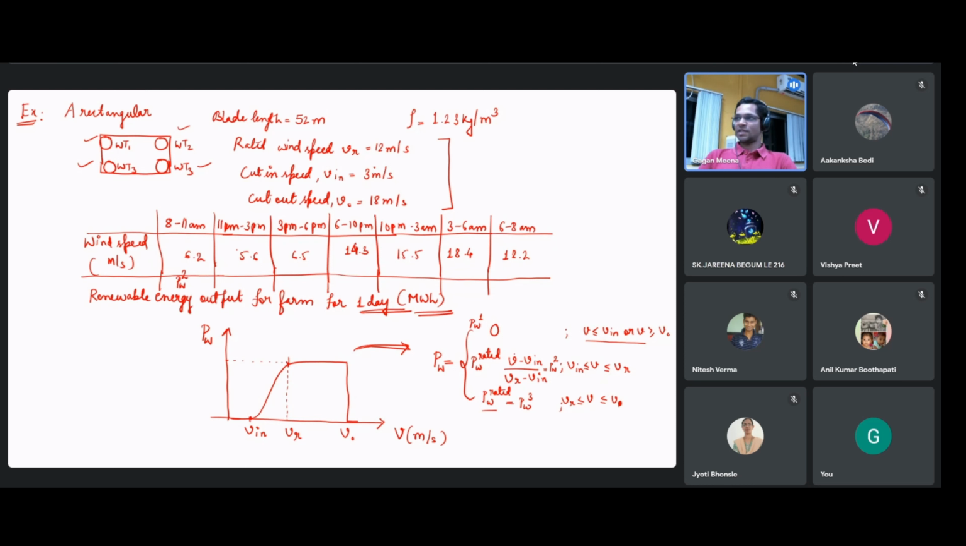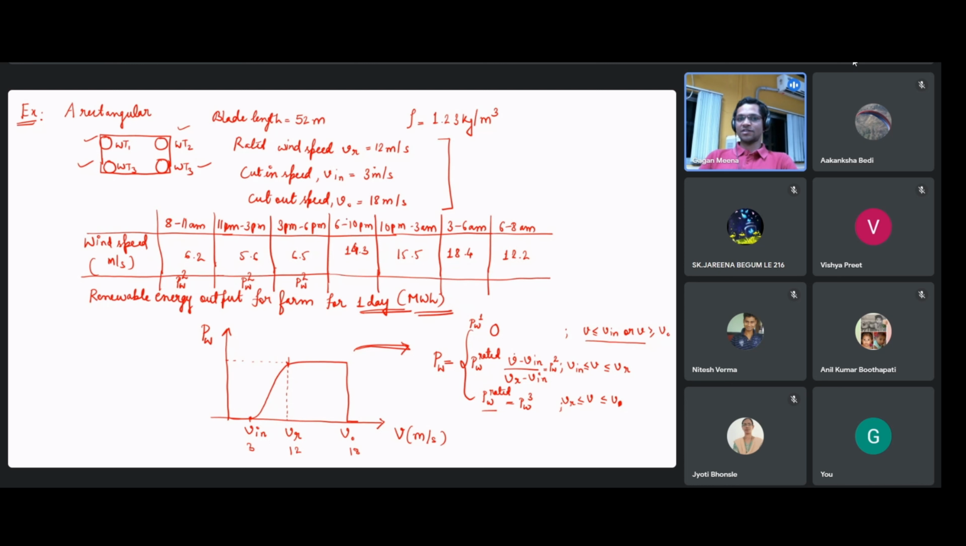Now let us move to the next time block. Here we have 11 a.m. to 3 p.m., 5.6. Now we have to again check with this. The cut-in speed is 3, the rated speed is 12 and the cutout is 18. So this 5.6 is still in this range, so it will again be the PW2 expression. 6.5 is also in the same range.